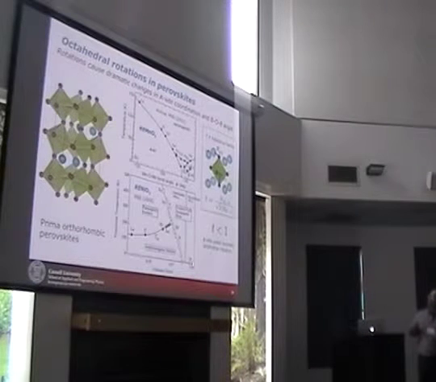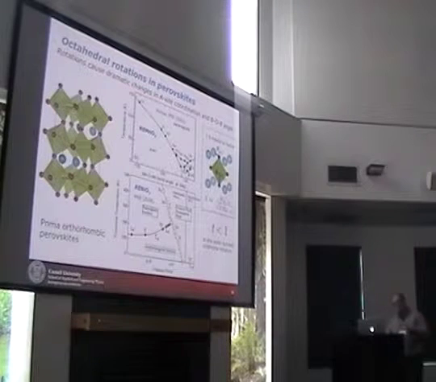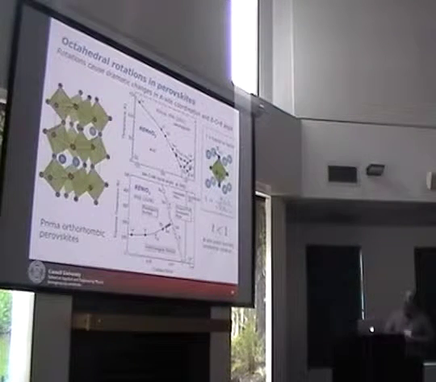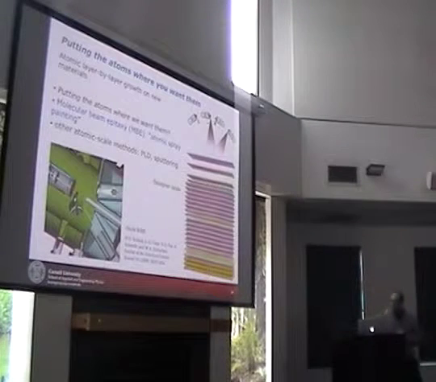nickelate as a metallic phase all the way into an insulating phase just by changing the rotation angle, the rotation patterns, et cetera, et cetera. These small distortions are key to understanding and controlling the properties of these materials.